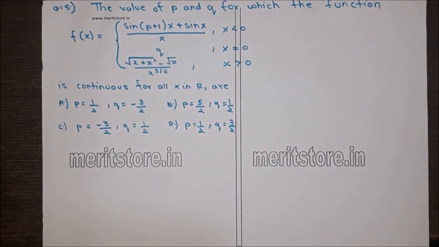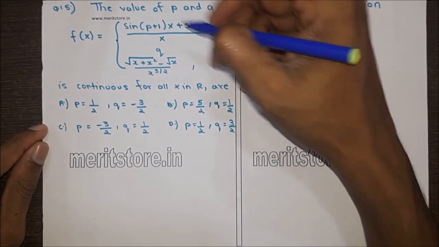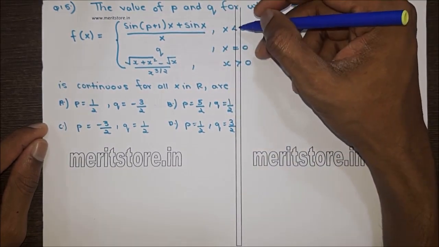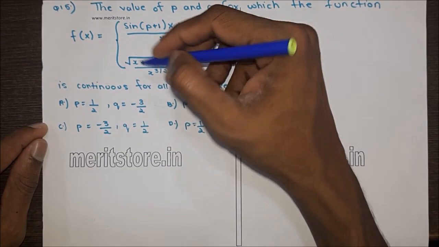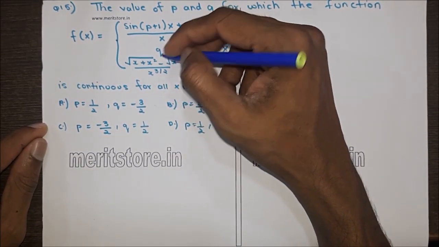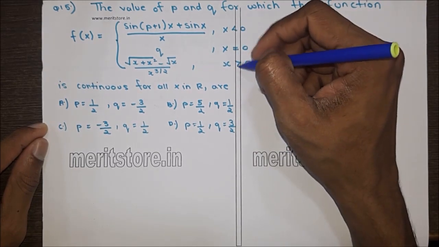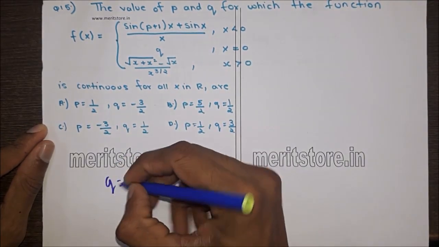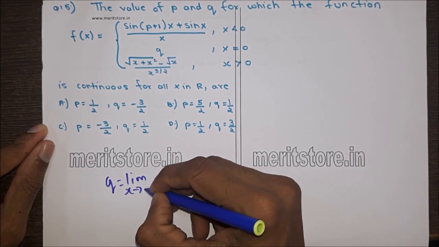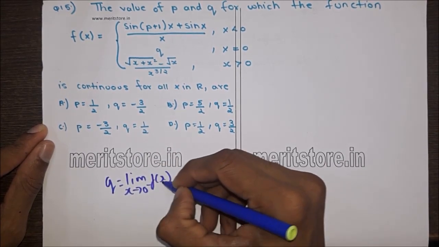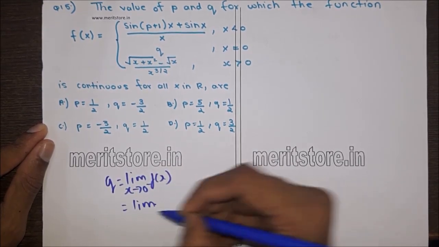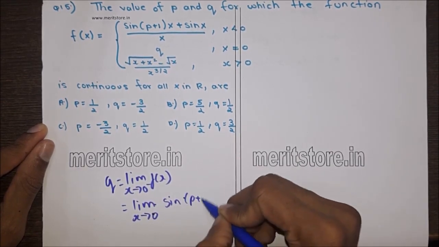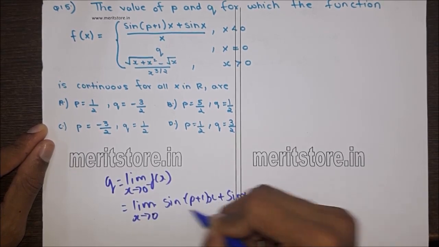Question 15. The values of p and q for which the function f of x equals sin((p plus 1)x) plus sin x upon x, where x is less than 0, and q for x equal to 0, and (root of x plus x square minus root x) upon x raised to 3 by 2 for x greater than 0, is continuous for all x in R. Here we have q equal to the limit as x approaches 0 from the left hand side of f of x, which can be written as the limit as x approaches 0 of sin((p plus 1)x) plus sin x upon x.